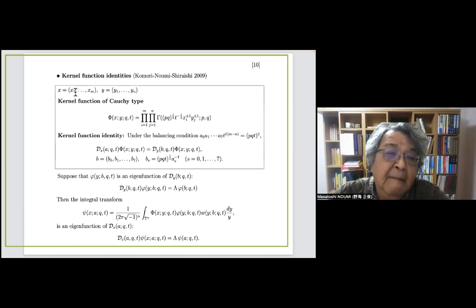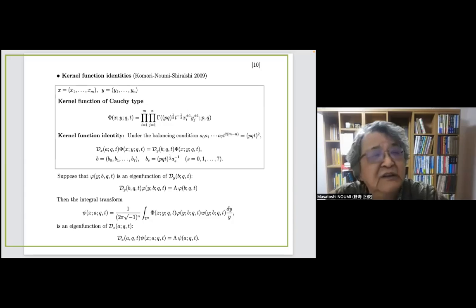Using x coordinates for the m-dimensional torus and y coordinates for the n-dimensional torus, you consider two sets of variables, and consider the function of x and y defined in this way in terms of the elliptic gamma function. Here you have x_i plus minus y_j plus minus, so there are 4 factors, and with some constant like this, (pq) to the power half and t to the power minus half.